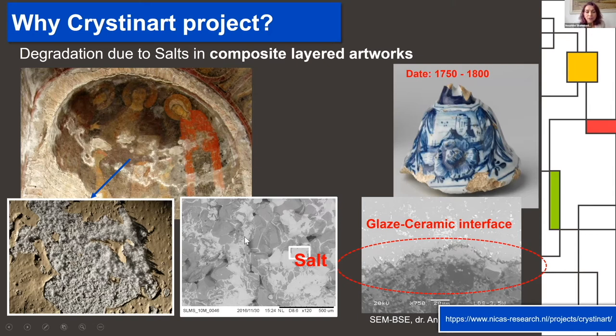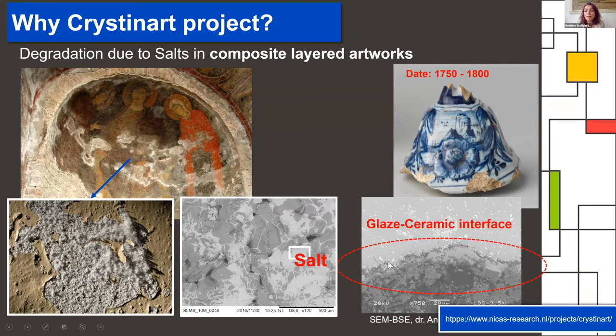And as you can see, most of these materials or these objects have a body which is a porous material, but then at the top we can have a thin glaze or paints, which has completely other physical chemical properties. So the idea of this project, as you can see here, is to understand why and how the crystal will start to crystallize at the interface between these two composite layered materials. And then in which conditions, for example, as you can see here on the right, you can have the damage and the fractures exactly at the interface between this glazed ceramic interface. The question is how the interface and the adhesion between these materials are influencing that.